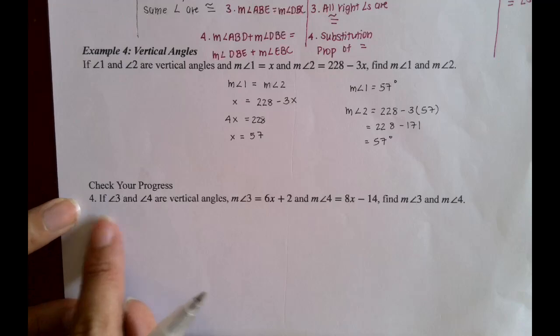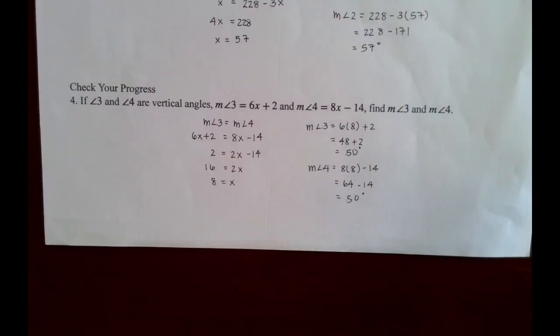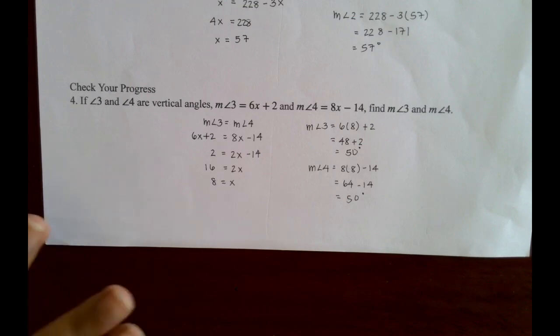Okay. So why don't you check your progress 4 and then come check your answer. Okay, you should have gotten 50 degrees for both. If you got it right, you can move on to your homework. If not, here's your explanation.